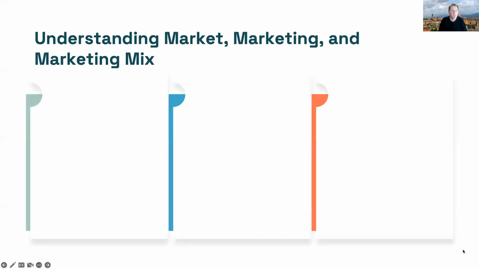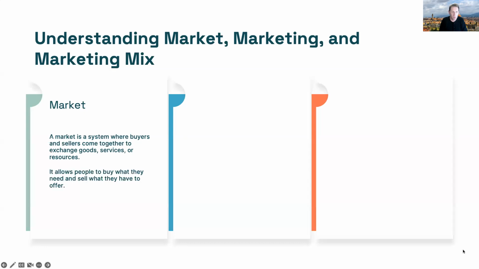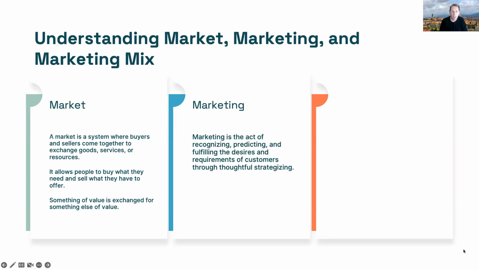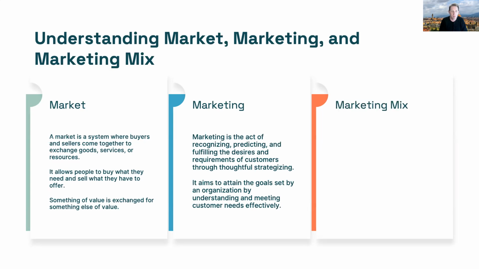Let's talk some definitions first, like market, marketing, and marketing mix. So the market is a system where buyers and sellers come together to exchange goods, services, or resources. It allows people to buy what they need and sell what they have to offer. It's basically a place where something of value is exchanged for something else of value. Now, marketing is the act of recognizing, predicting, and fulfilling the desires and requirements of customers through thoughtful strategizing. It aims to attain the goals set by an organization by understanding and meeting customer needs effectively.